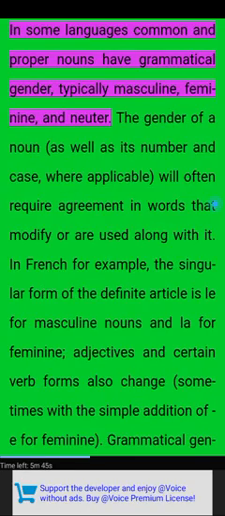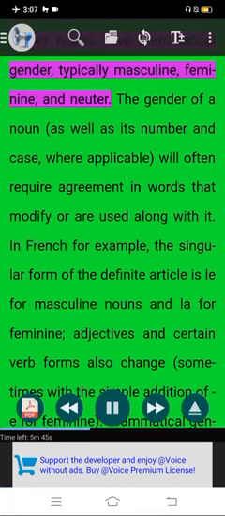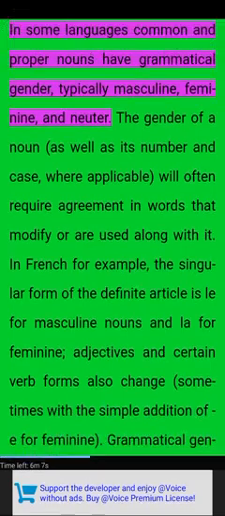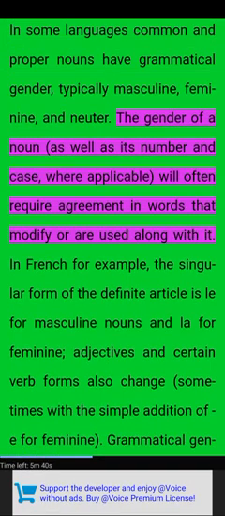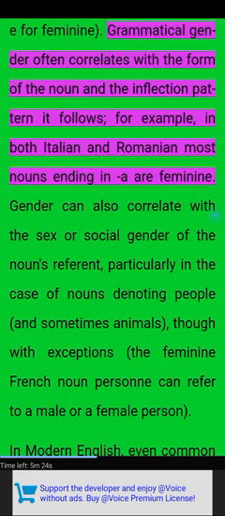Gender. In some languages, common and proper nouns have grammatical gender, typically masculine, feminine, and neuter. The gender of a noun, as well as its number and case, where applicable, will often require agreement in words that modify or are used along with it. In French, for example, the singular form of a definite article is le for masculine nouns and la for feminine. Adjectives and certain verb forms also change, sometimes with the simple addition of e for feminine. Grammatical gender often correlates with the form of the noun and the inflection pattern it follows.